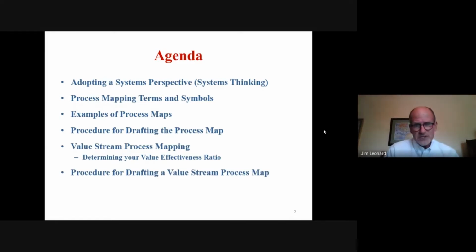We'll then go through step by step, and we did provide this in the document for you to share with others, a procedure we recommend for drafting the value stream process map. And then we'll wrap up talking about why do this? Why incur this pain? What are the benefits that we've seen among some of our clients from process mapping and value stream process mapping? And then, as Angelo said, we'll try to leave plenty of time for questions, as well as it would be interesting if some of you can unmute yourselves and tell us about your experience with process maps in your organization.